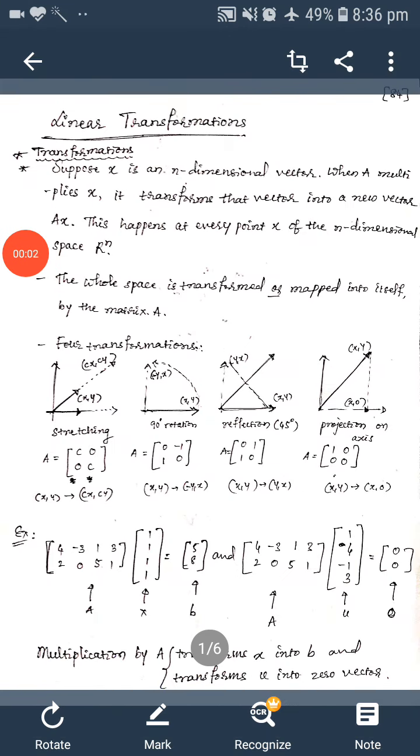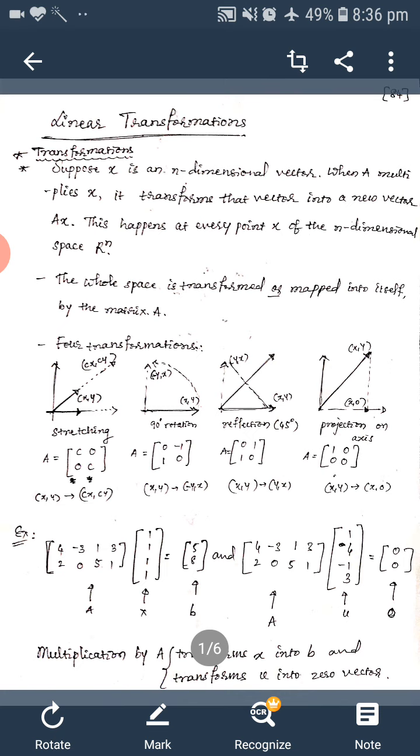Okay, today we'll see about the linear transformation. Basically, transformation is nothing but transferring from one form to another form, or one image to another image, with respect to linear transformations here.